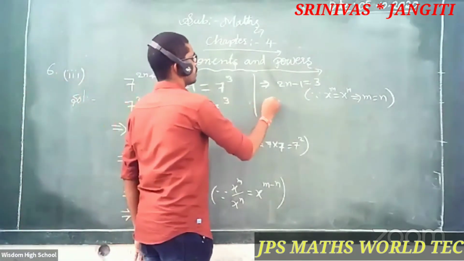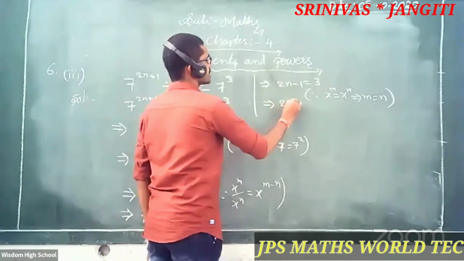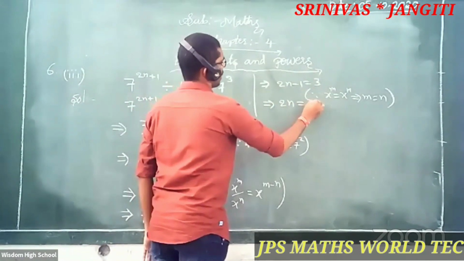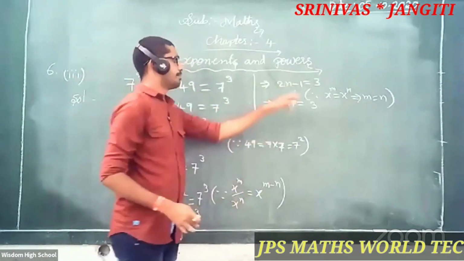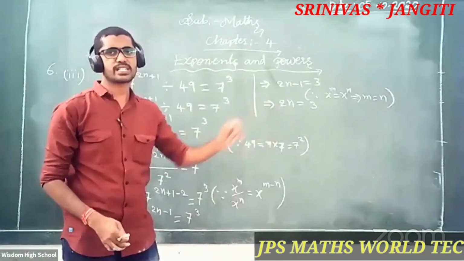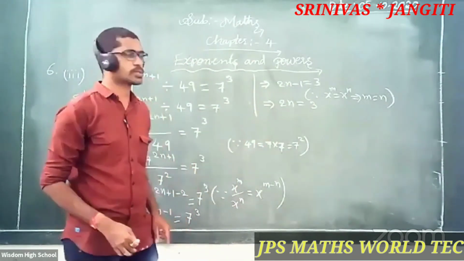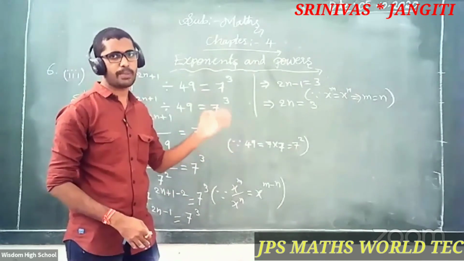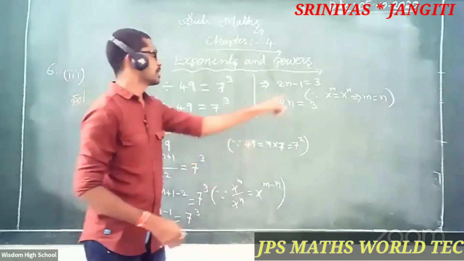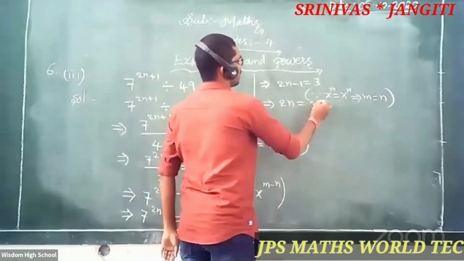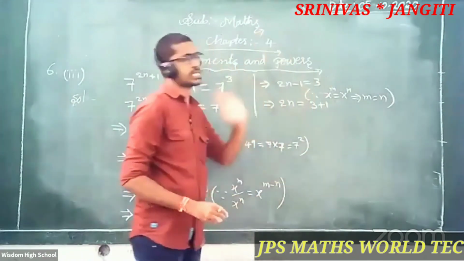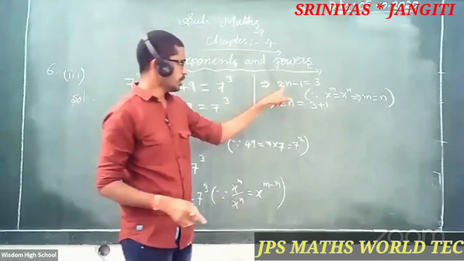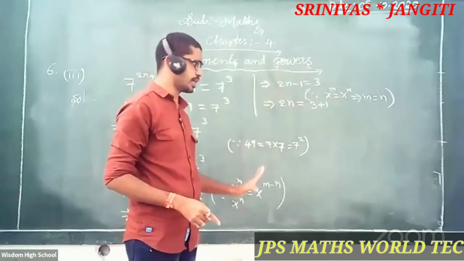That implies 2n is equal to, the right side 3 is already there. So this minus 1, you transfer to the right side. What happens? Yes, very good students. Why? Because you know about transposing. Plus becomes minus, minus becomes plus. Now here it is minus 1, then on this side the sign is positive, so plus 1. Is that clear?